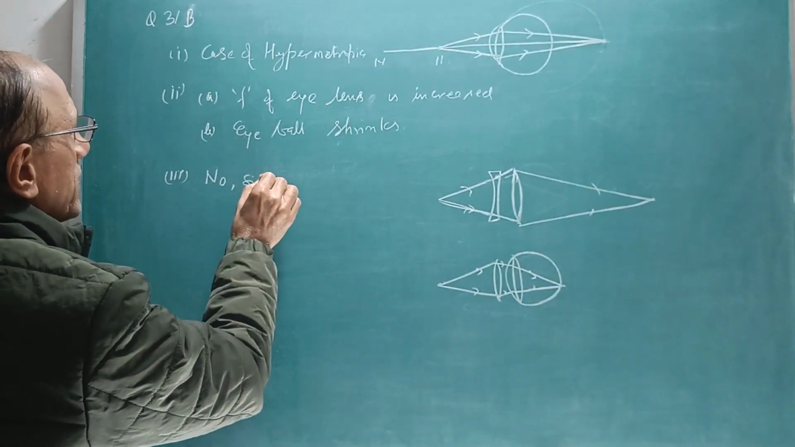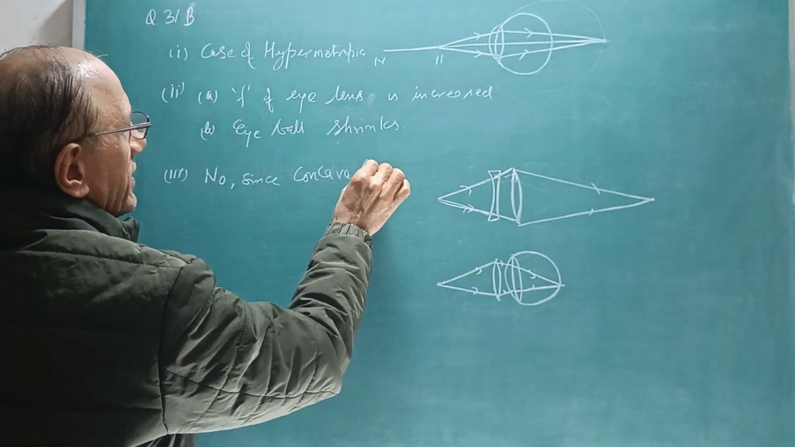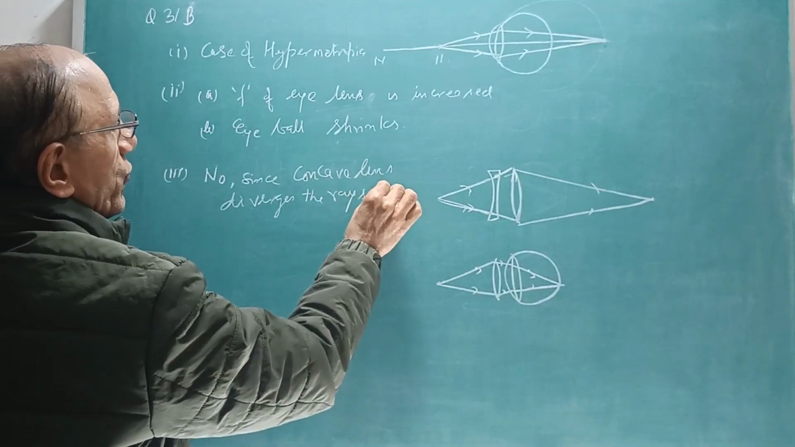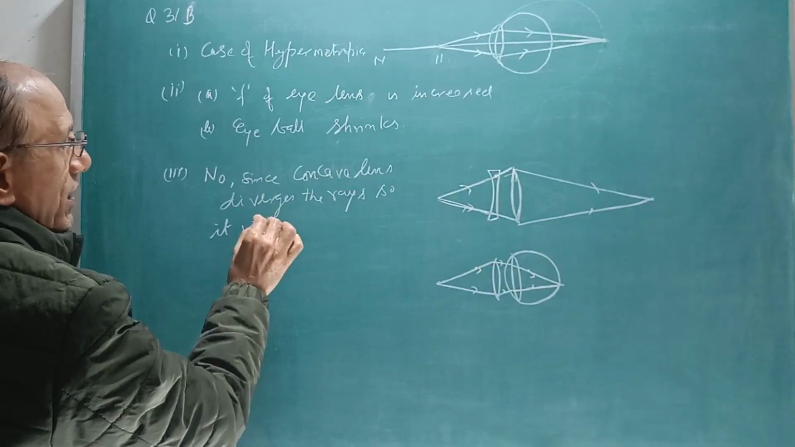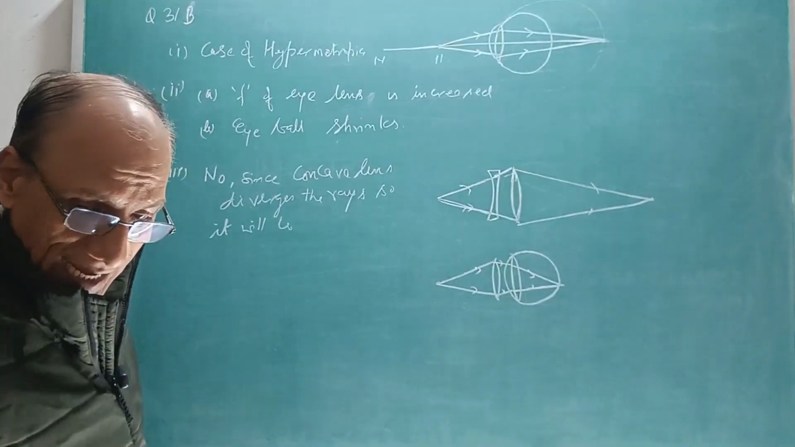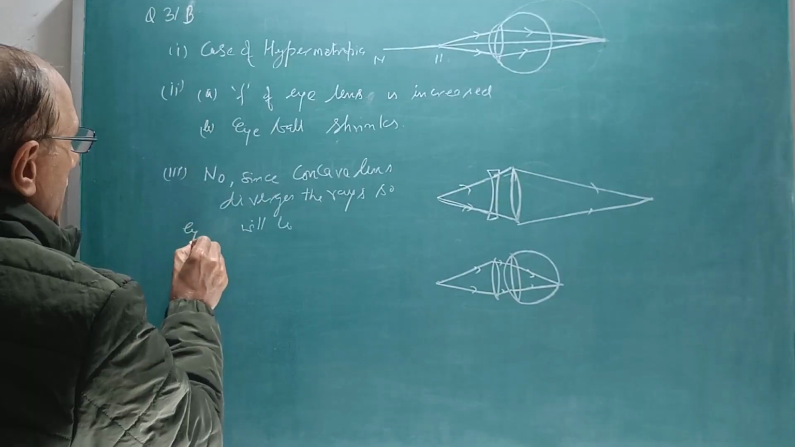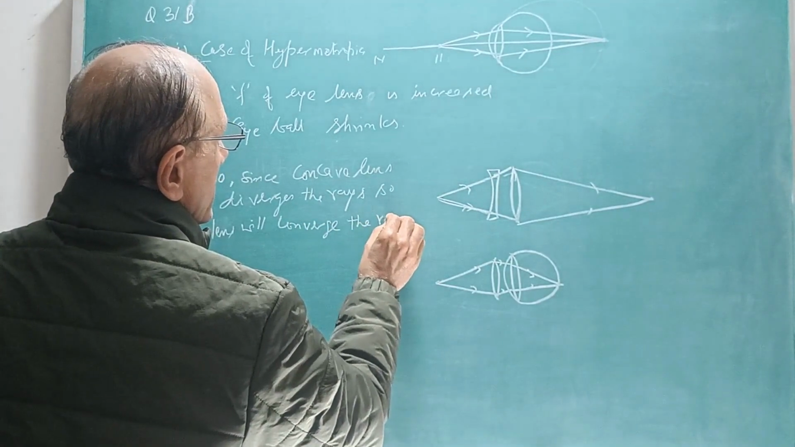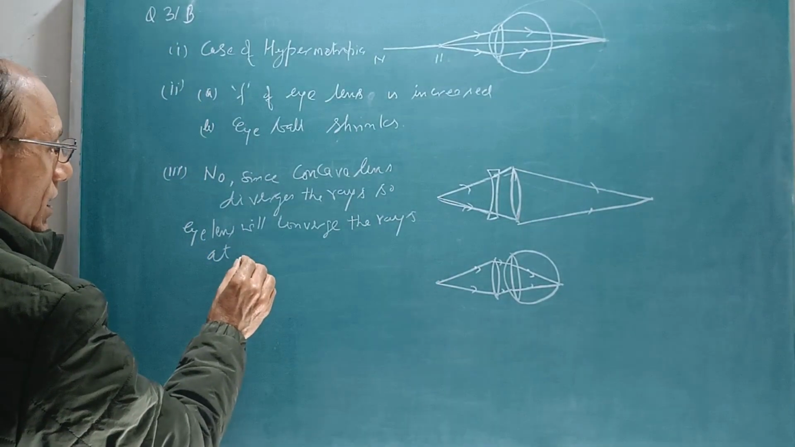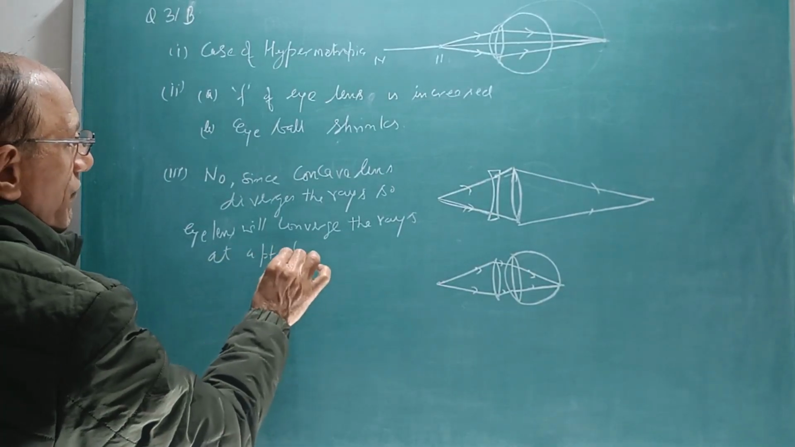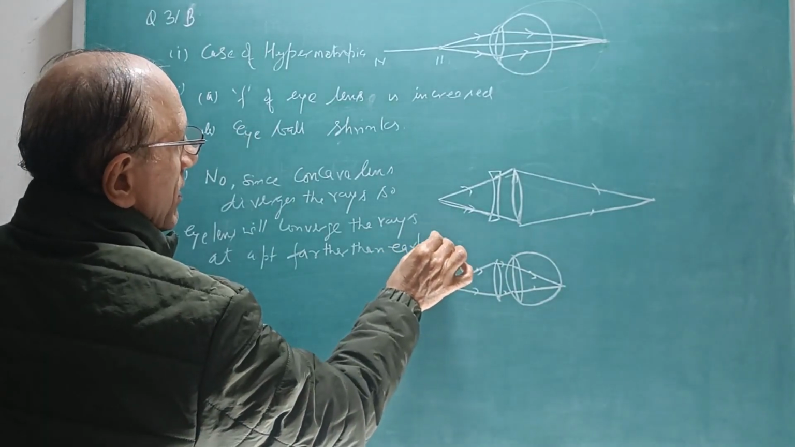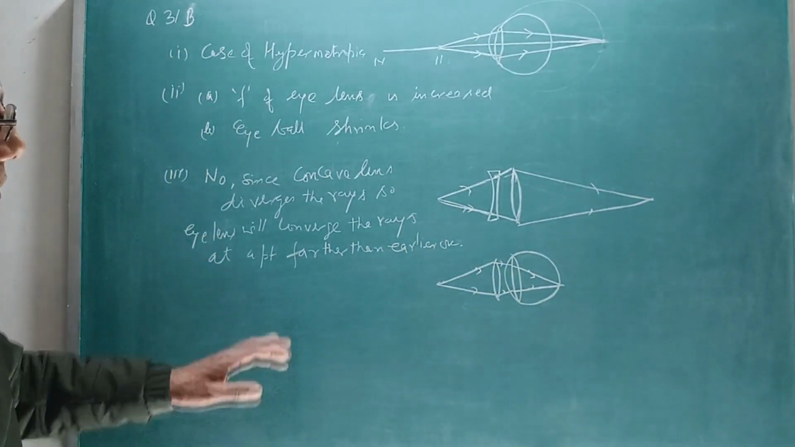So the answer is no, since the concave lens diverges the rays, so the eye lens will converge the rays at a point farther than the earlier one.